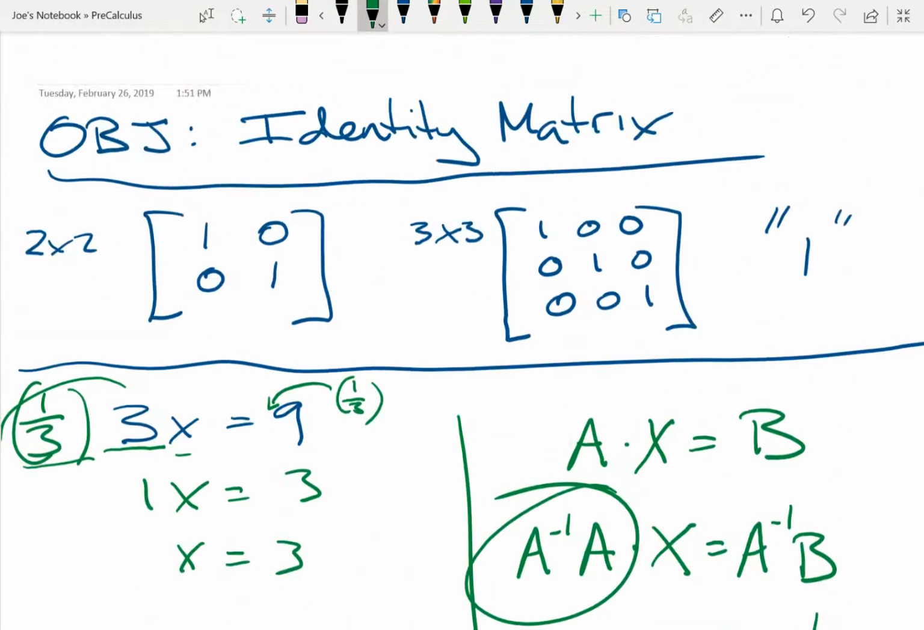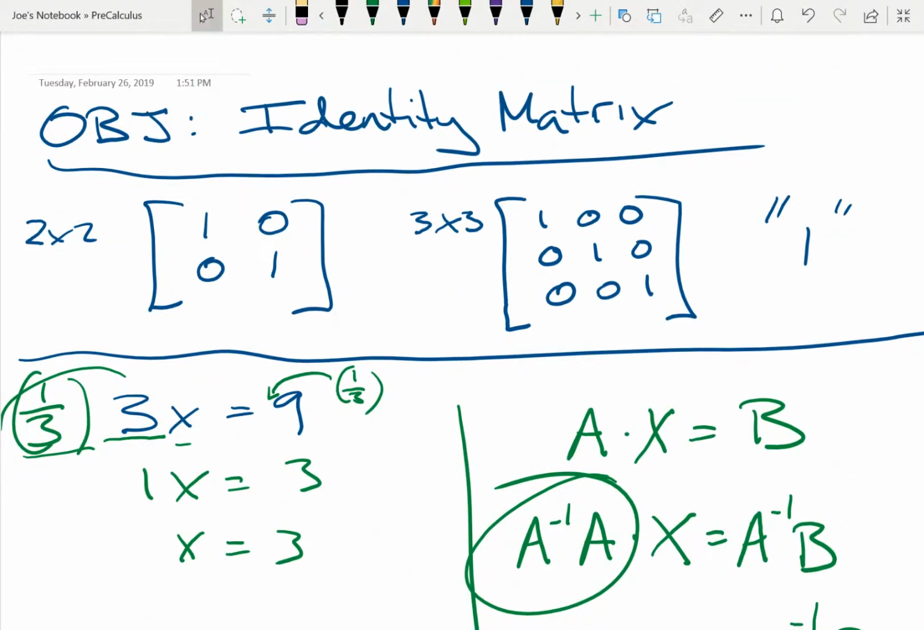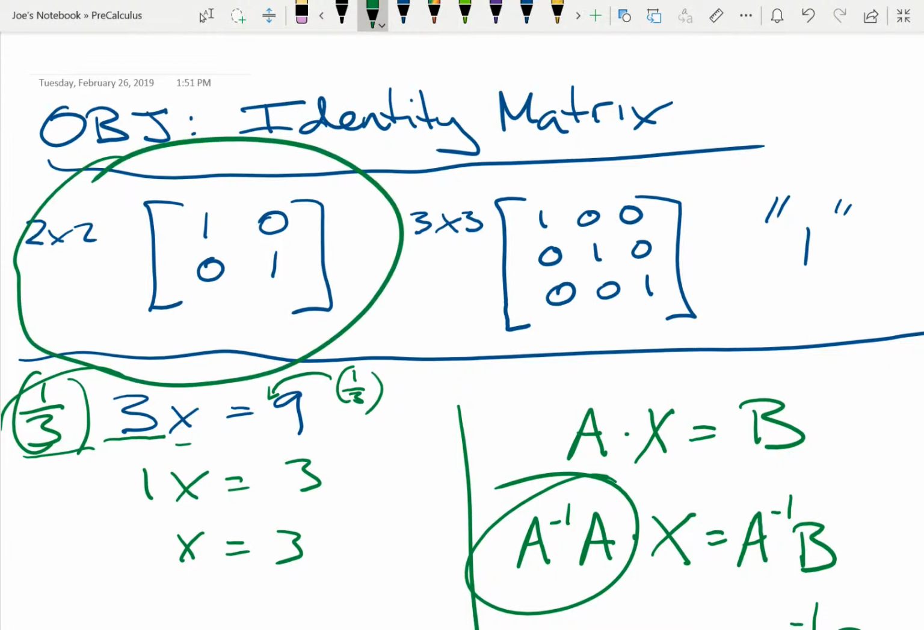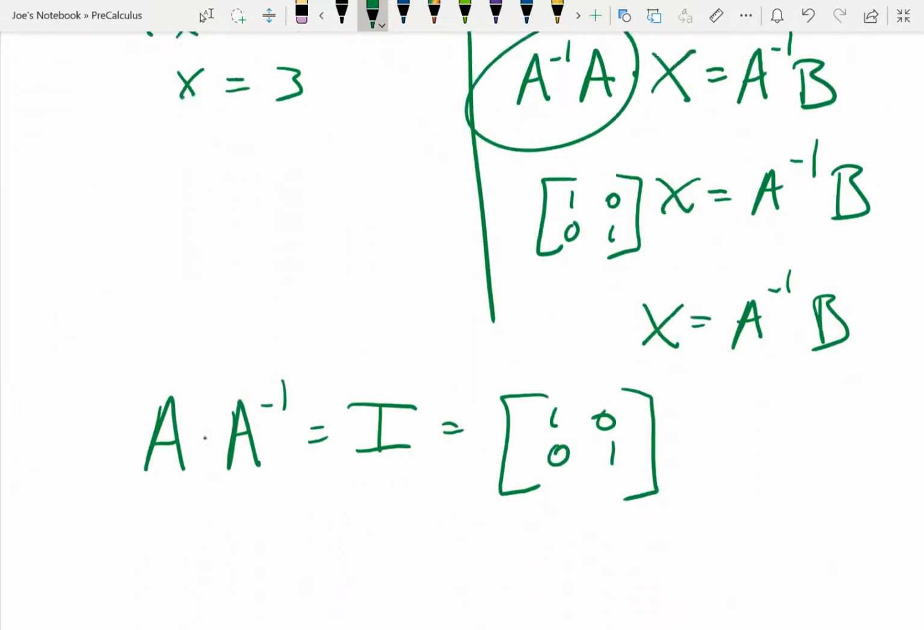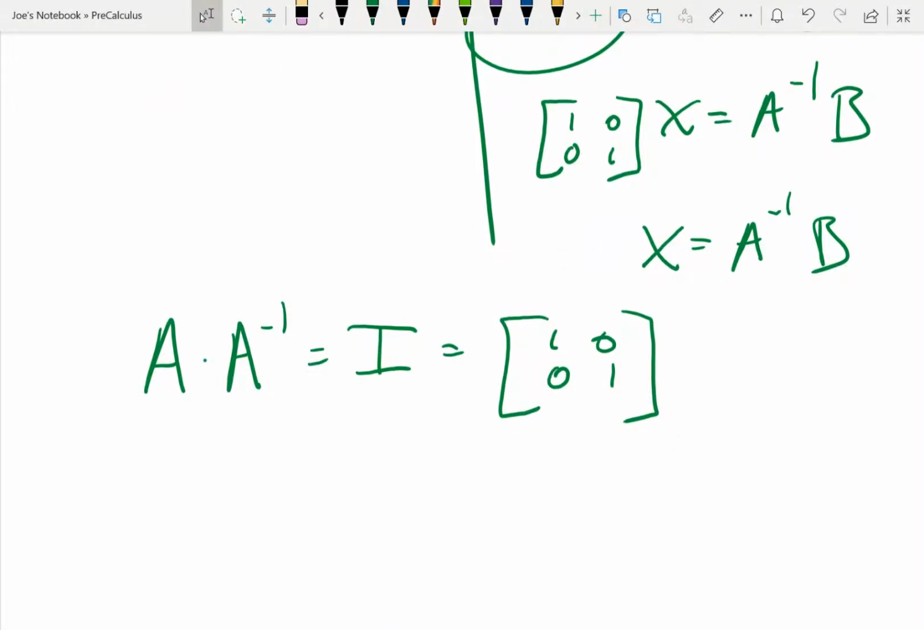So one more time before we move on, because I know it's 7th period, so you're struggling to stay awake. The identity matrix is the number 1 in the matrix world. Any matrix times its inverse will be the number 1. 1/3 times 3, 1/7 times 7, 3/7 times 7/3. You know, the multiplicative inverse.